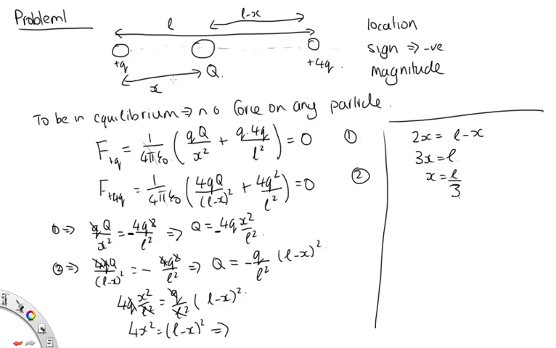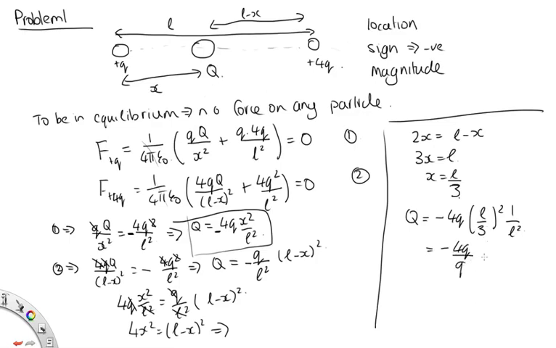Okay, so we've got our location now. We're a third of the way along. All we need to do now is work out the charge, so we can substitute back into this equation. Q is equal to minus 4q x squared, which is L over 3 squared, times 1 on L squared. Okay, so this is minus 4q, and this is over 9, taking the 3 squared, L squared on L squared. Those just cancel, and so we end up with minus 4q on 9 is our charge.